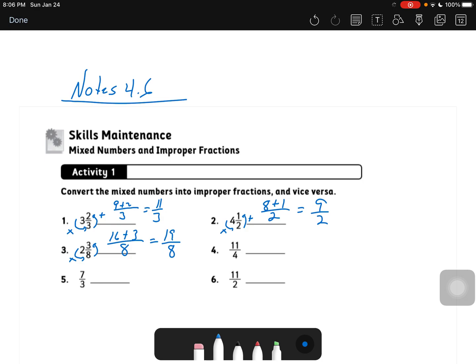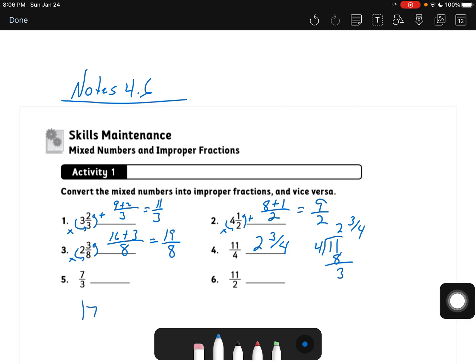All right, now on the rest of these, we're going the other direction. We're going to divide, right? 11 divided by 4. 4 goes into 11 twice. 2 times 4 is 8. I subtract that. I get 2 3/4. And then if I want to check that, I can say 2 times 4 is 8 plus 3 is 11, so I know that that works.